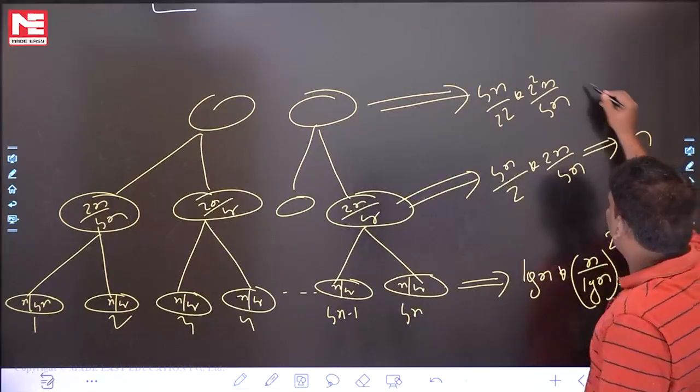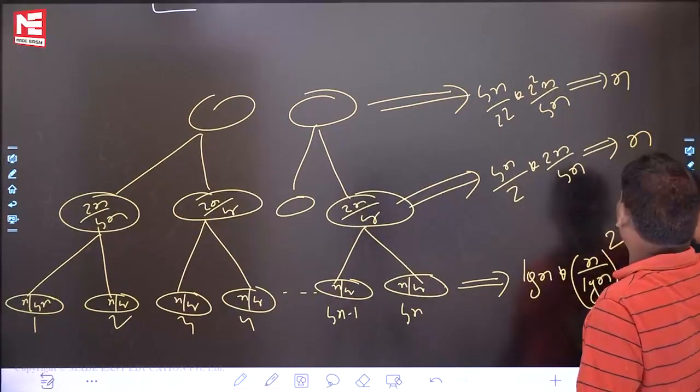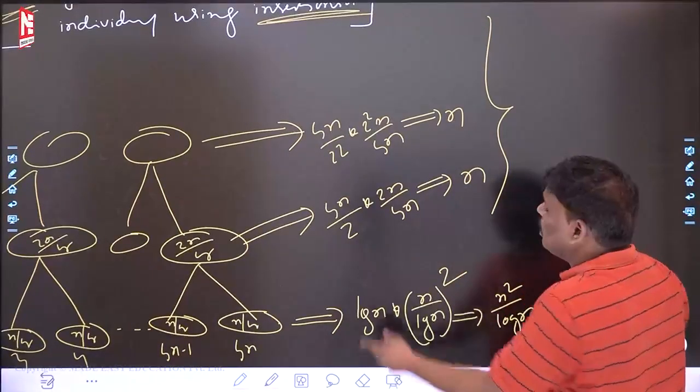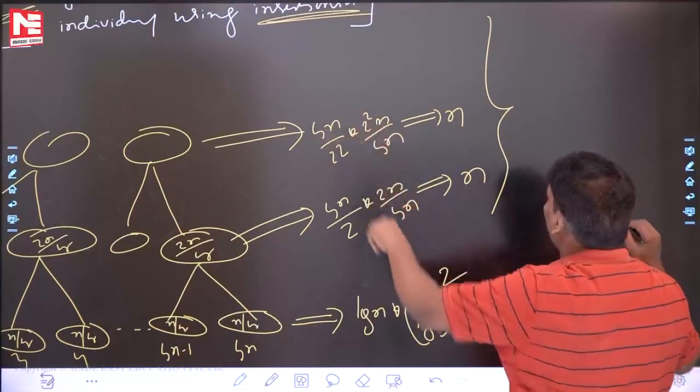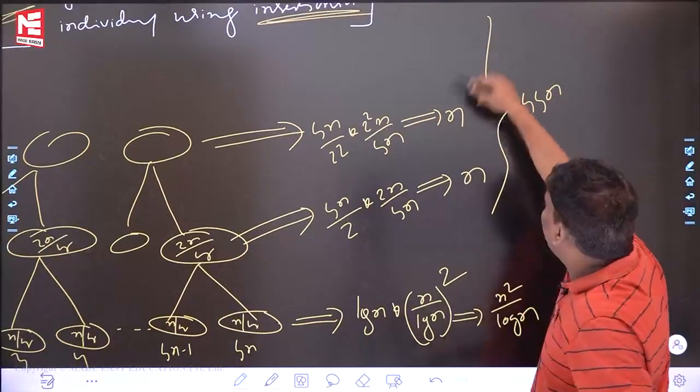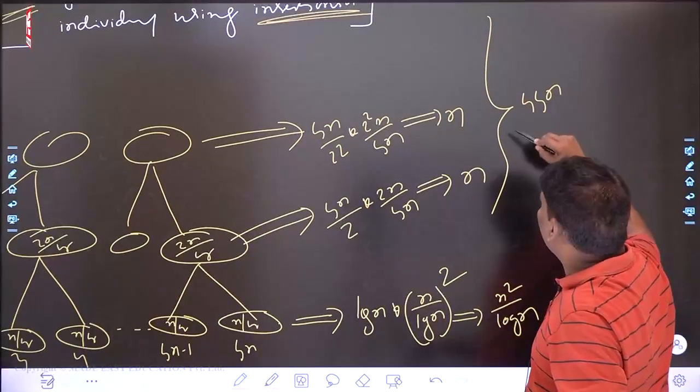Log n cancel, n square cancel, again n. It will continue like this. How many times? Log n times, because you are always dividing by 2, by 2, by 2. What is the answer? Log n. So everywhere n, for log n times, it will become n log n.